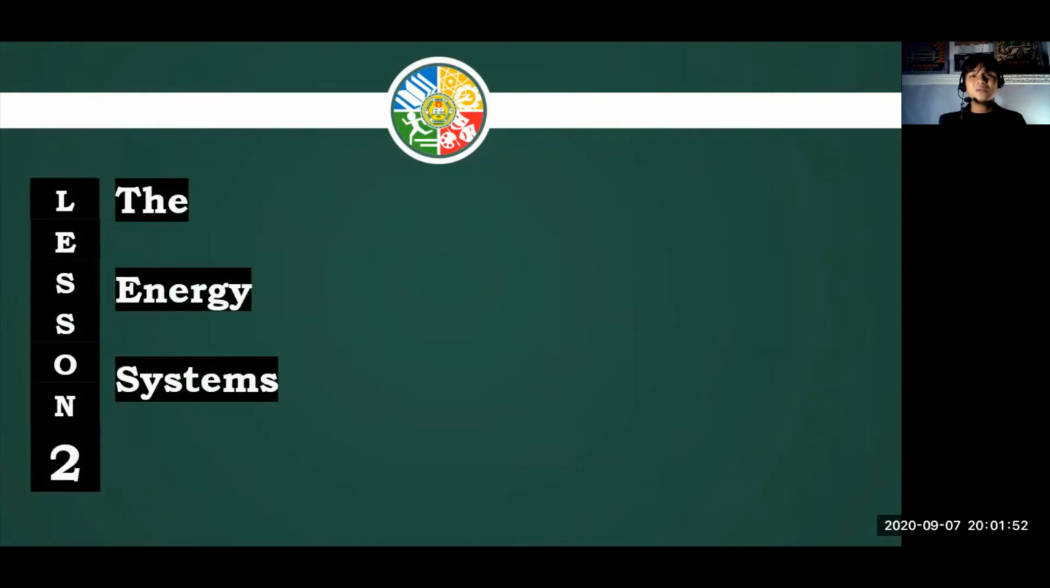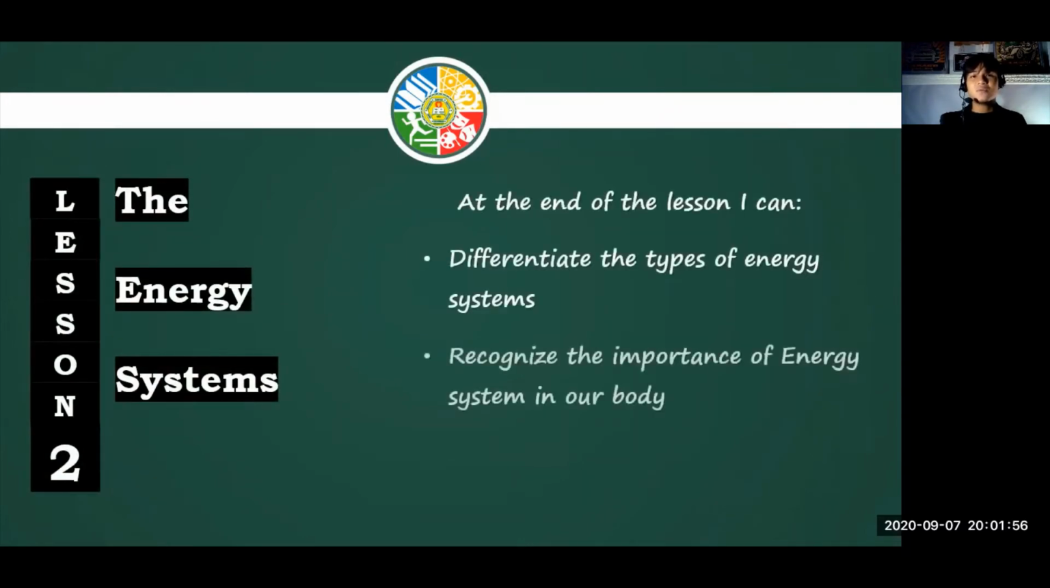Now let's move on to our new lesson. In this lesson, we will be talking about the energy systems. We also have here our objectives which are intended for us to achieve at the end of this discussion. The first one is to differentiate the types of energy system, and the second one is to recognize the importance of energy system in our body.